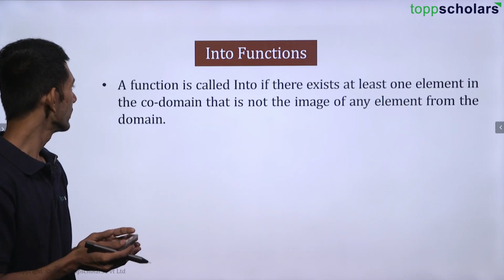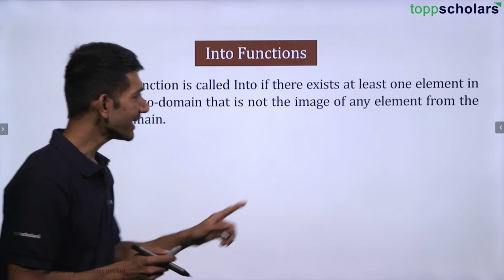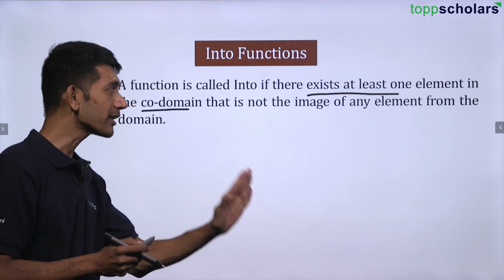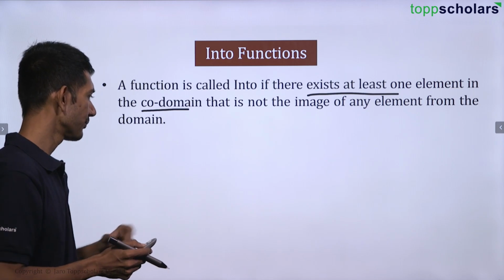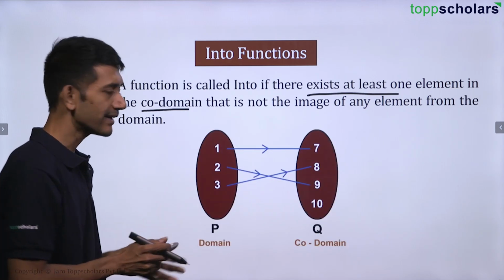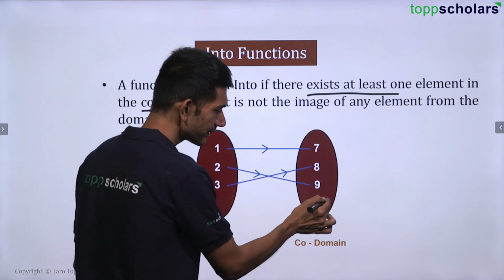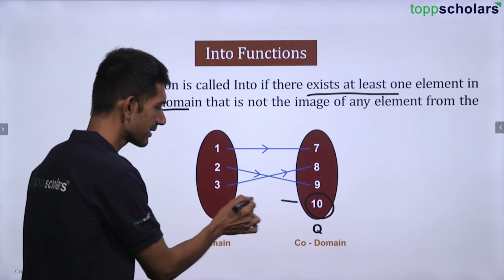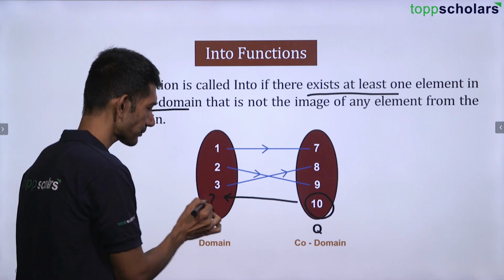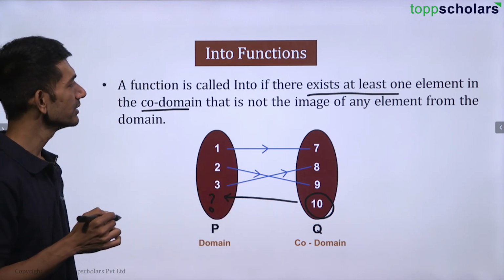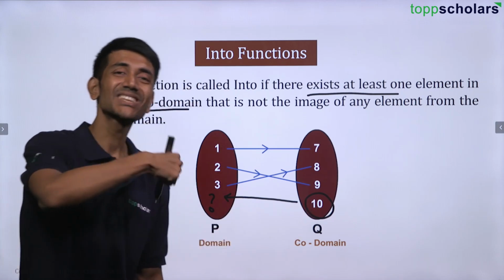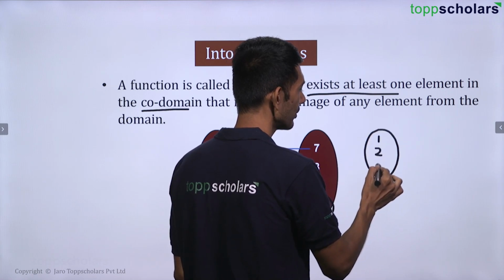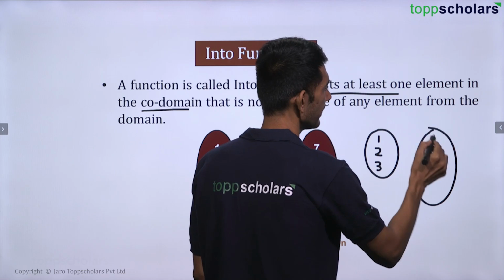Now let us talk about into function. A function is called into if there exists at least one element in the codomain that is not the image of any element from the domain. So have a look, we have an example here. If you see this number 10, this does not have any pre-image here. So we can say that such a function is an into function. So one extra is needed. Suppose we have something like this, say 1, 2, 3, and here we have 5.